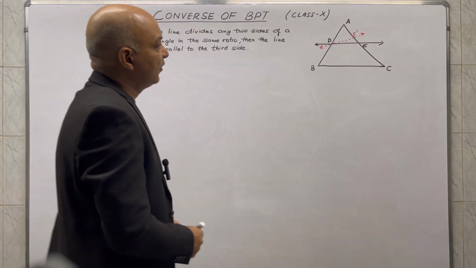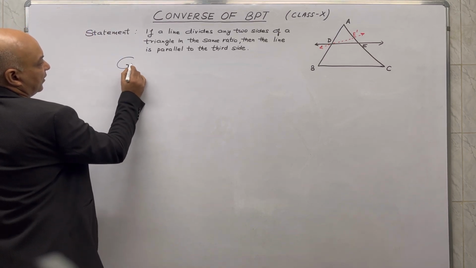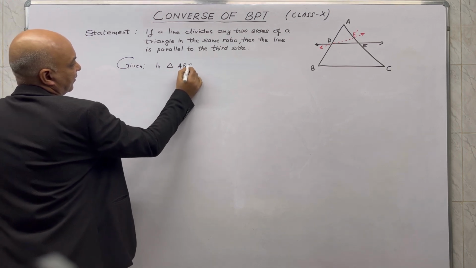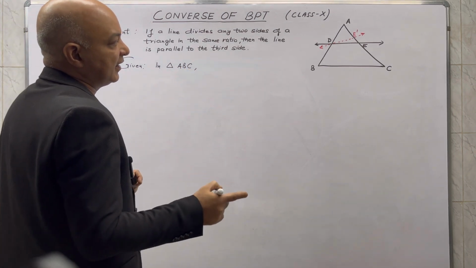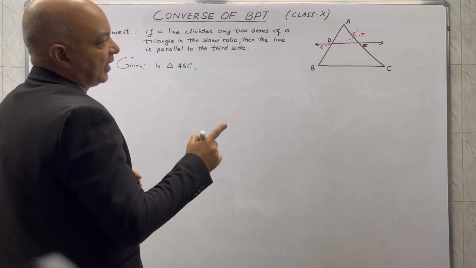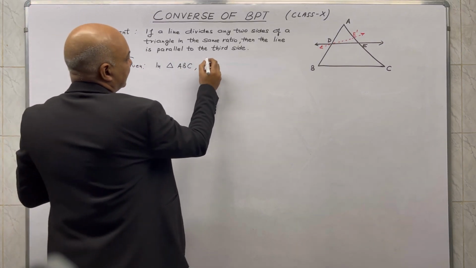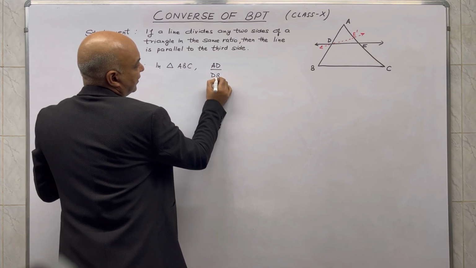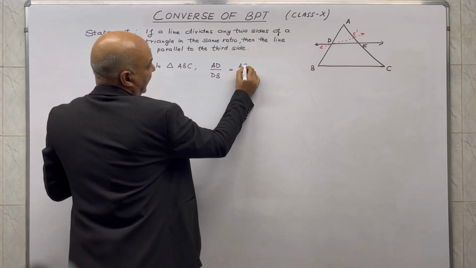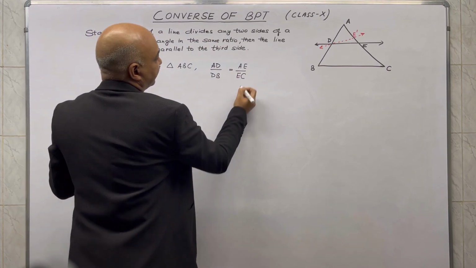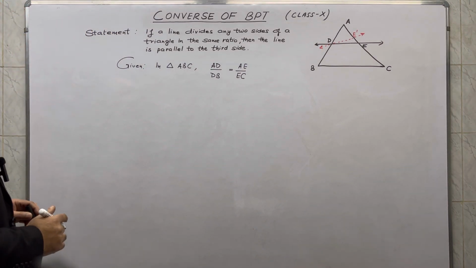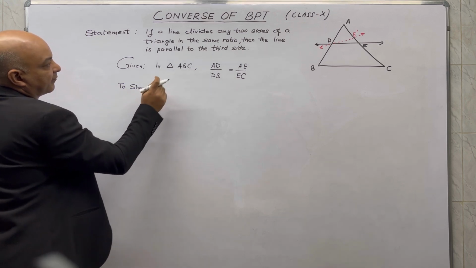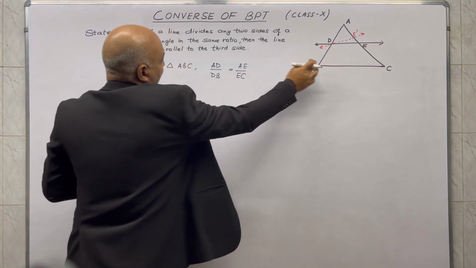So as you can see, in this we are given a triangle ABC in which DE is intersecting AB and AC in such a way that AD by DB is equal to AE by EC. So this is already given to us and we have to show that this line DE is parallel to BC.